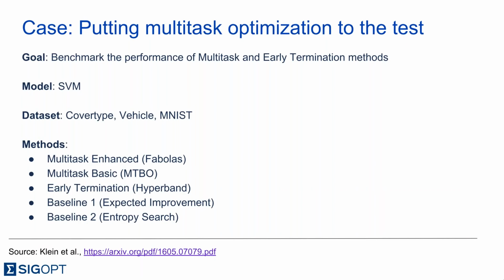The University of Freiburg again published some research comparing these methods. They present a task-based algorithm, Fabolas, which has successively smaller tasks for fractions of the data set, as well as a simple multitask reference implementation, which has one cheap task and one full cost task. They also compared hyperband and then basic Bayesian optimization techniques as a baseline. The comparison is done on an SVM model trained on several different data sets, which you can see here.